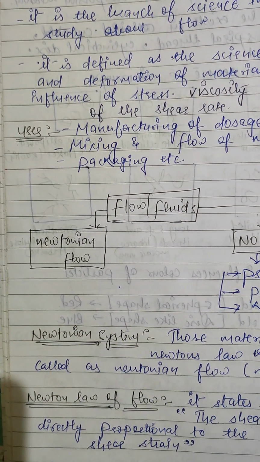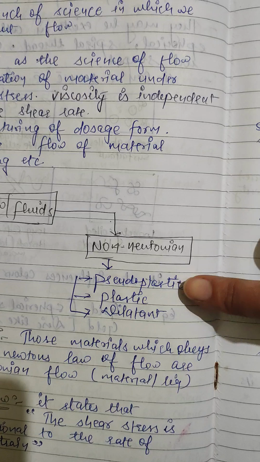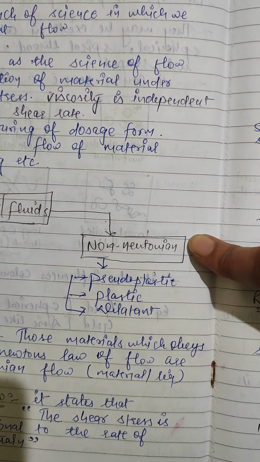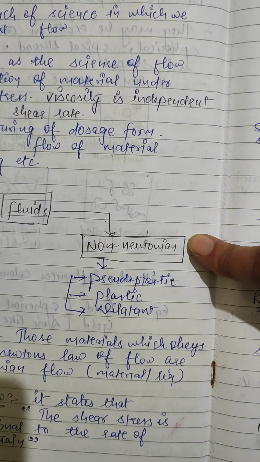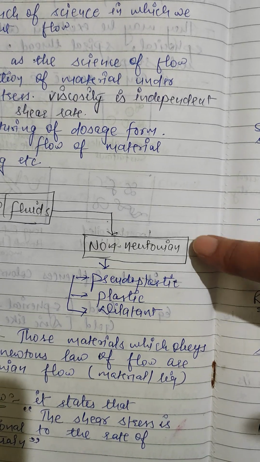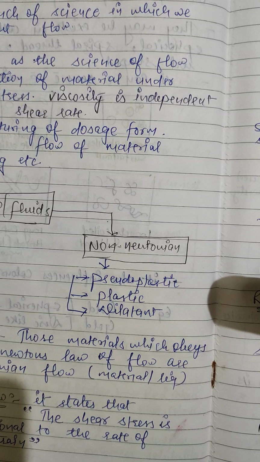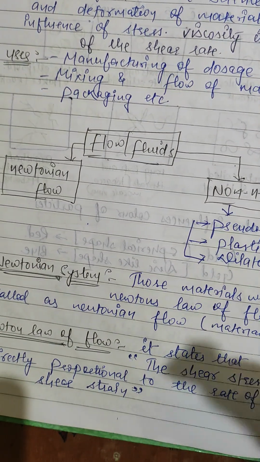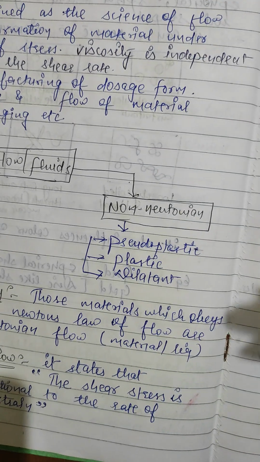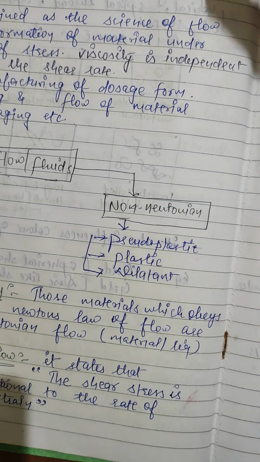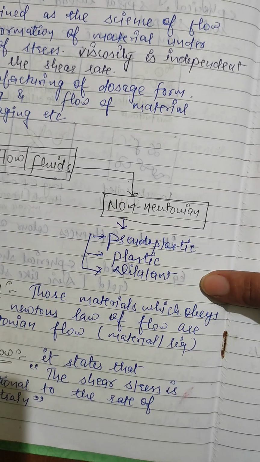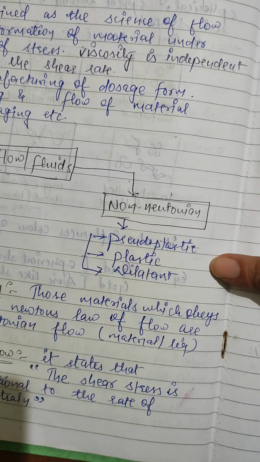Now there is the second, that is non-Newtonian flow. Non-Newtonian means fluids which do not obey Newton's law are known as non-Newtonian fluids. Newtonian fluid is of only a single type, but non-Newtonian fluids are of three types: pseudoplastic flow, plastic flow, and dilatant flow. We'll see each of them.